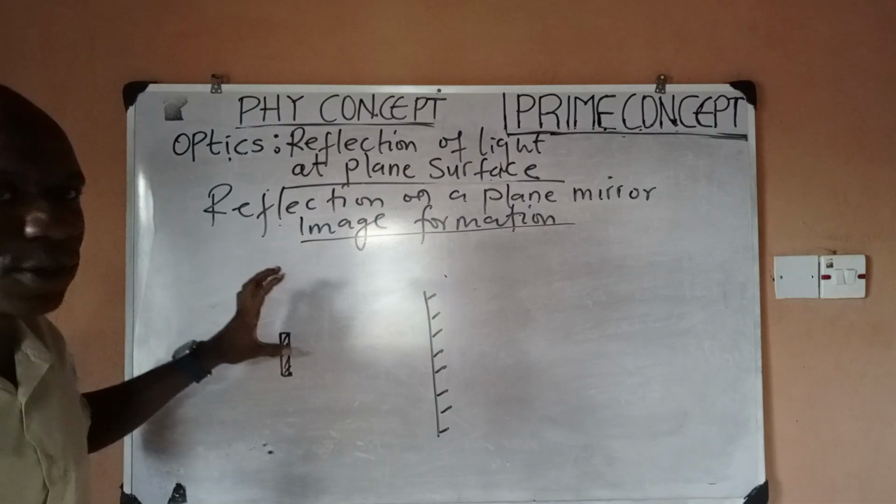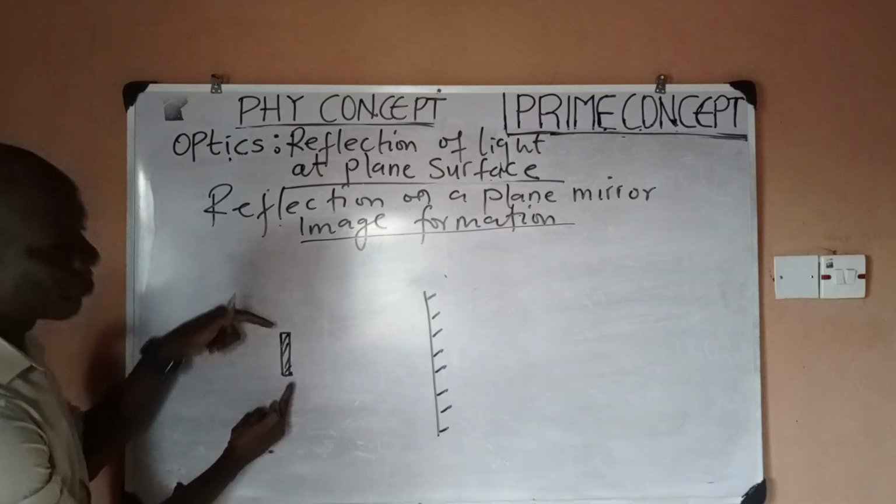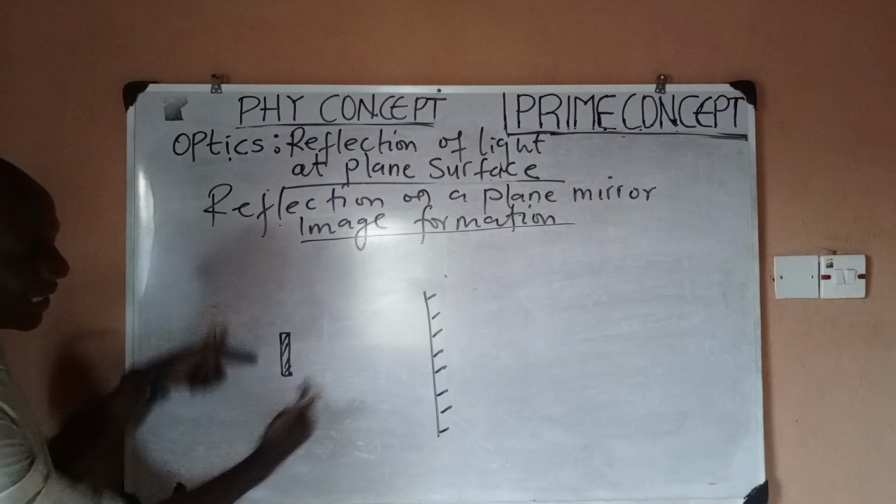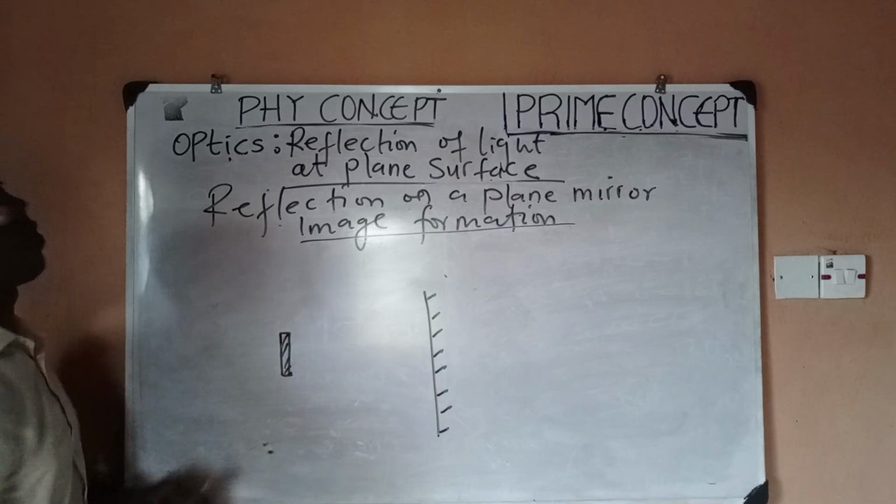Why do we call it object? Because that is what is standing in front of the mirror. So we want to see this inside the mirror. So this is the object.